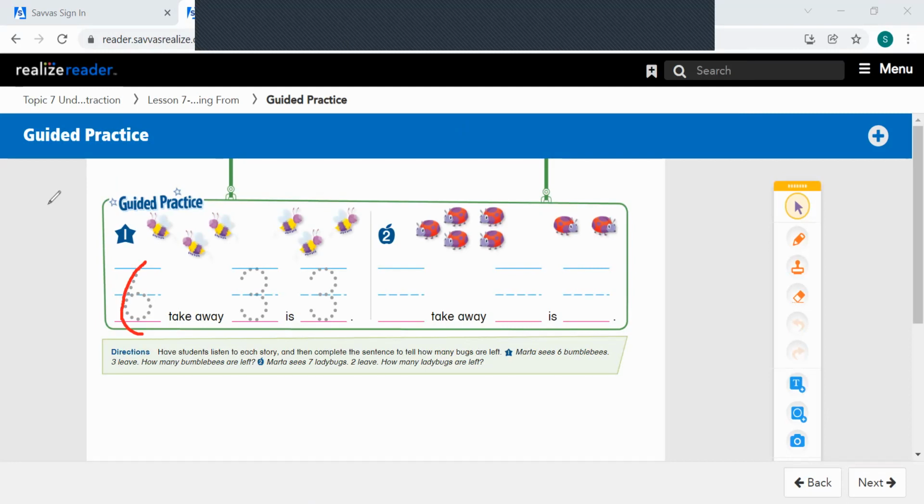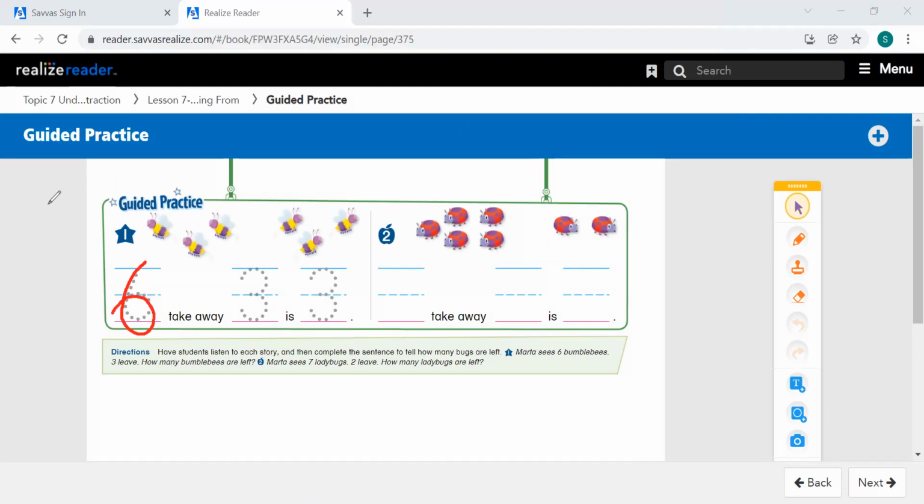So let's write our 6 because that's telling us how many bumblebees in all. There are 6. We're going to take away 3 because 3 flew away. So 6 take away 3 is how many? How many bumblebees are left? Let's count them. 1, 2, 3. So 6 take away 3 is 3. Okay, let's go to number 2.